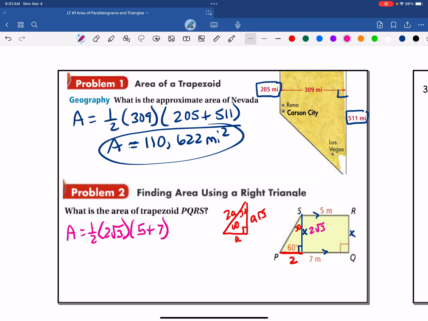And I'm going to type all that in. I will get an approximate because of the root 3. Or I could keep it as square root of 3, add these together, multiply, and then I get exactly 12 root 3. And then if you type it in with the root 3, you get an approximate. So I'm going to leave it as 12 root 3 because that's exact.